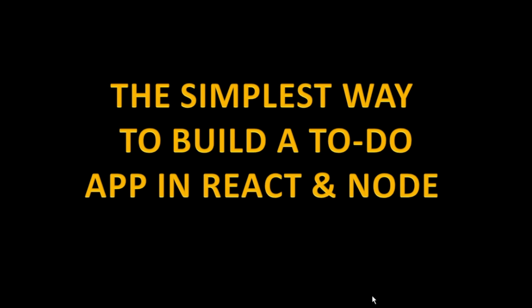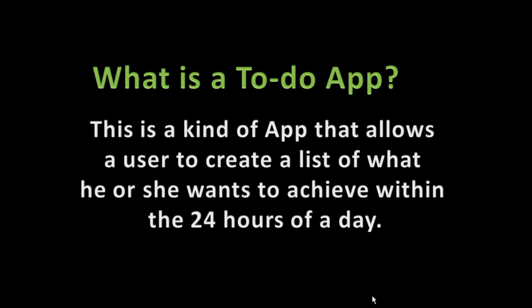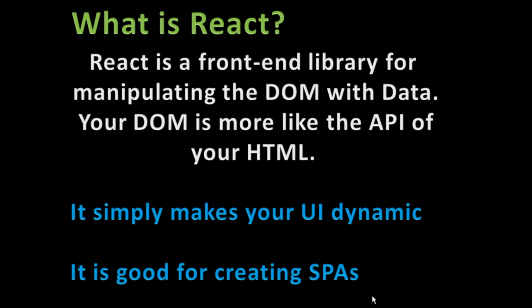And what is a to-do application? A to-do application allows you to create a list of what you would like to achieve within the 24 hours of a day. And React, as you all know, is a front-end library for manipulating the DOM with data. And then you can use it to create SPA, single page application.